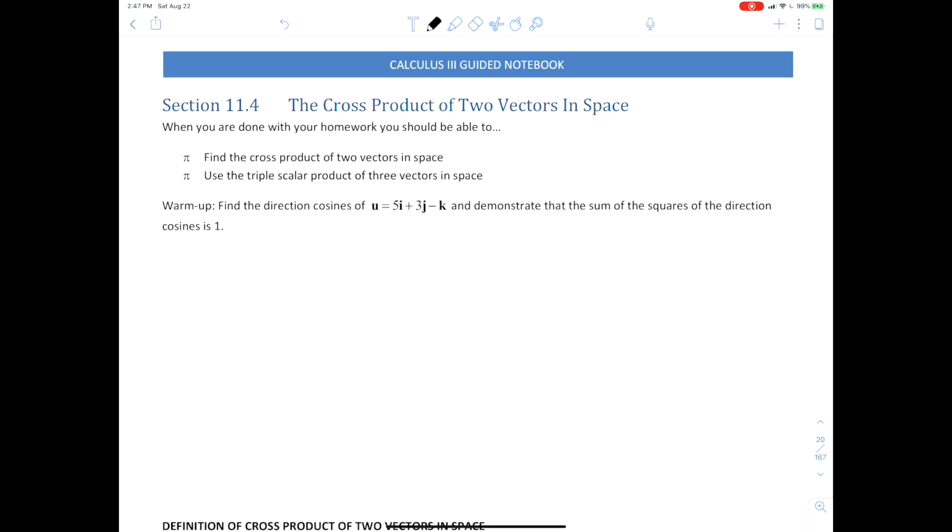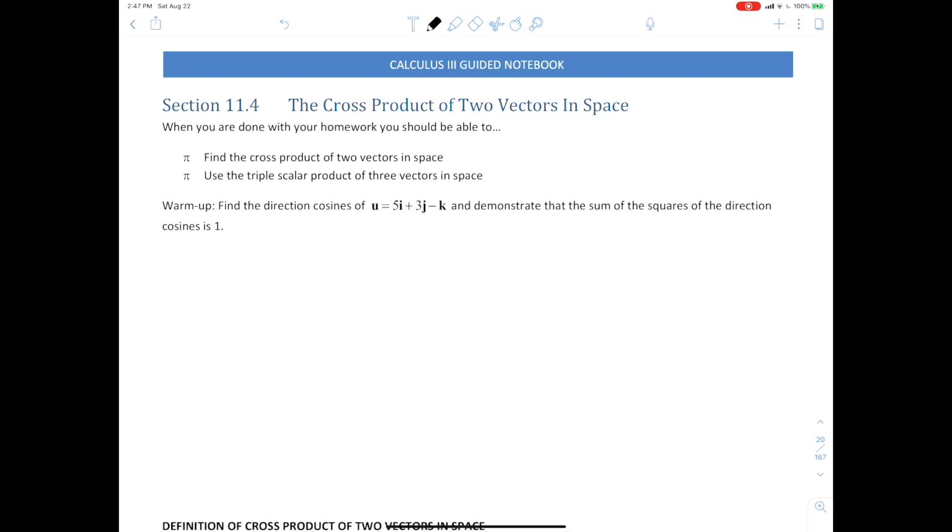So when we're done, we'll be able to find the cross product of two vectors in space and use the triple scalar product of three vectors in space. So here we go. As a warm-up, let's find the direction cosines of u equal to 5i plus 3j minus k and show that the sum of the squares of the direction cosines is 1.